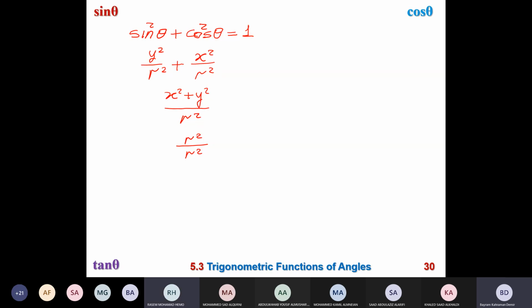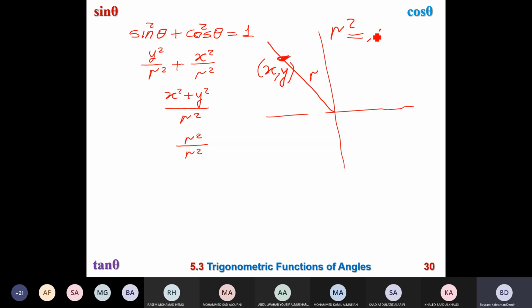Don't you remember? If you have an angle here, this is x, y, and this is r, the hypotenuse. How did you calculate r? Pythagoras: r square equals x square plus y square. So r square divided by r square is 1.